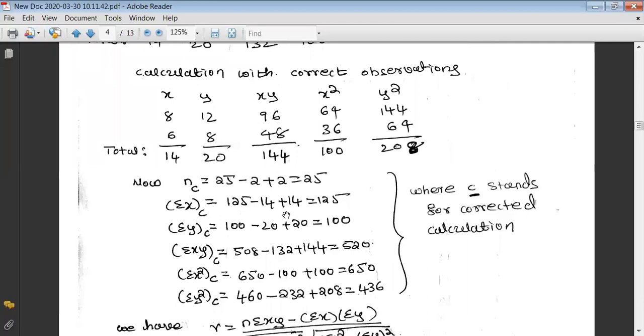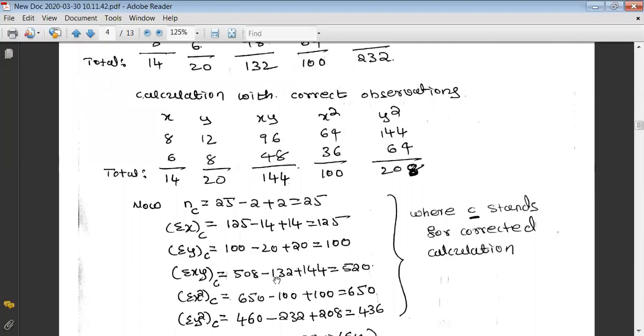Similarly, corrected total of y. Earlier, total of y is 100, which is given in the problem. And the wrong total of y is 20, and the corrected total of y is 20. Take out the wrong one, insert the correct one, they get cancelled, and it remains 100. It doesn't mean that if the first three remain the same, the remaining also remain the same. Let us calculate them separately.